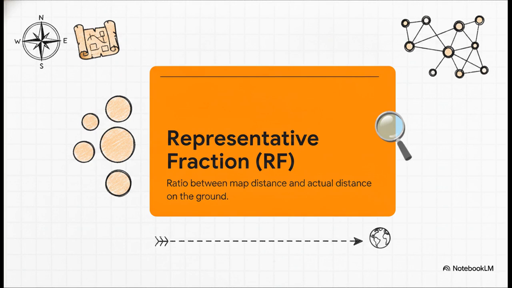So for example, if you spot an RF ratio of 1 to 60 lakh, which is 6 million, tucked in the corner of a map, it means that a distance of just 1 centimeter on that paper perfectly represents 60 lakh centimeters of actual ground. Let's convert that to make it easier. 60 lakh centimeters is 60 kilometers. So 1 centimeter equals 60 kilometers. That is proportional reasoning, giving us the superpower to hold an entire subcontinent in our hands.